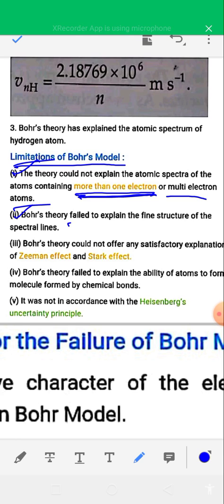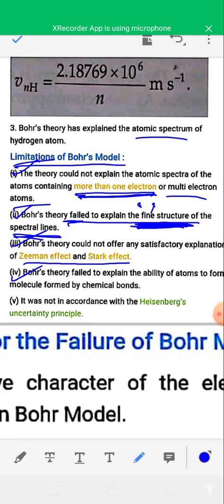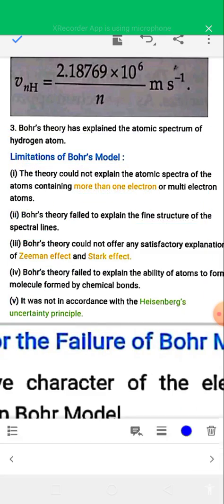Second, Bohr theory failed to explain the fine structure of spectral lines. You can explain the normal atomic spectrum of hydrogen by using Bohr atomic theory, but the fine structure of spectral lines cannot be explained by Bohr theory. Next point, Bohr theory could not offer any satisfactory explanation of the Zeeman effect or Stark effect. And fourth point, Bohr theory failed to explain the ability of atoms to form molecules by chemical bond, and it was not in accordance with the Heisenberg uncertainty principle. These are the limitations of Bohr atomic theory.